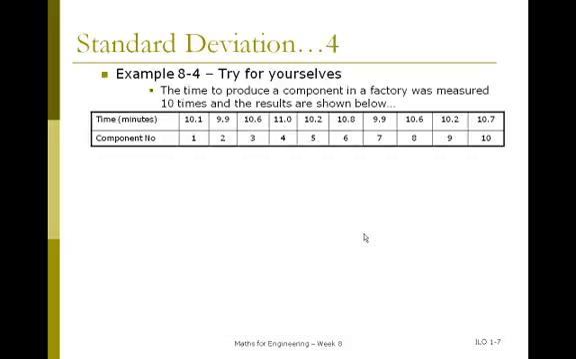Another example, example 8.4. The time to produce a component in a factory was measured 10 times, and the results are shown below. For the top row we have the time in minutes, and the bottom row we have the component number. So what we want you to do is find the mean. I want you to calculate the standard deviation.